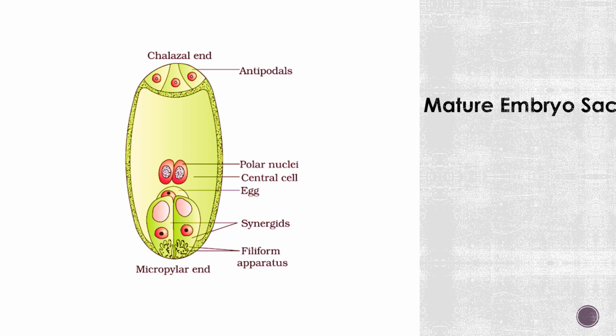Further, you can also observe the filiform apparatus in this micropylar region, which basically facilitates the entry of male gametes into the embryo sac. Now, of these, the egg apparatus, which comprises the egg cell, and the central cell, which comprises the polar nuclei, are the two different sets of cells which take part in syngamy and triple fusion.